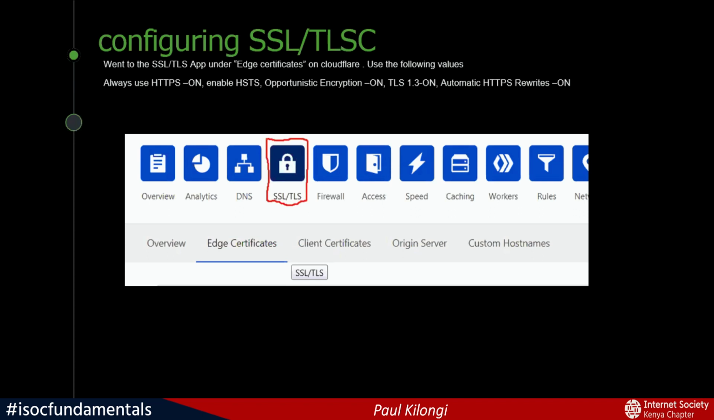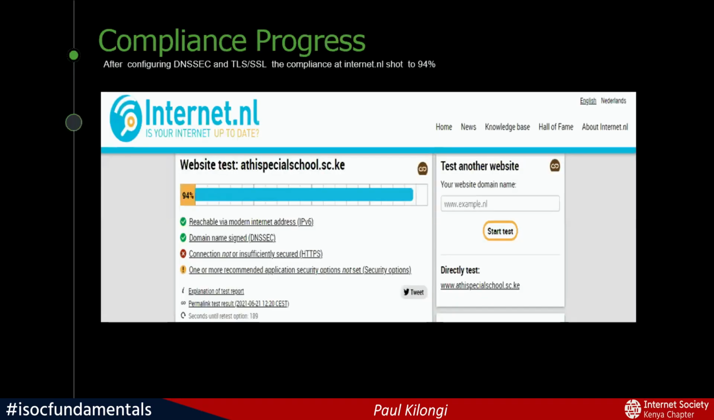The next task was to configure SSL and TLS. This is encryption. This is done under Edge certificates on Cloudflare. And the parameters are here on the screen. Like in HTTPS, I enabled HSTS, enabled TLS 1.3 and HTTPS rewrites. At this point, after enabling DNSSEC and TLS/SSL, the compliance reached 94%.